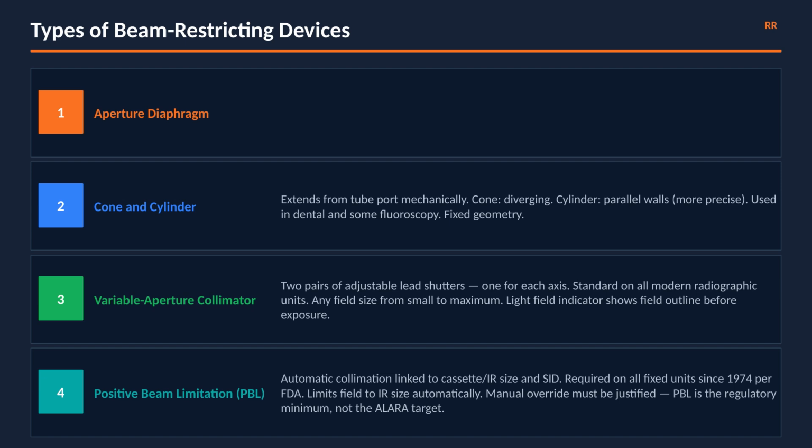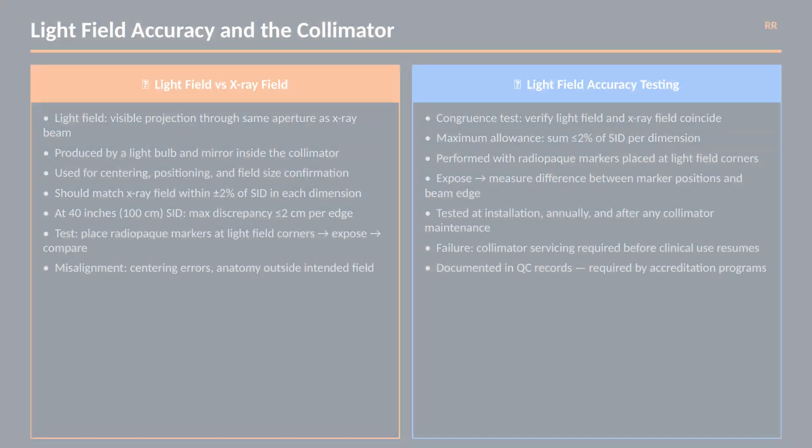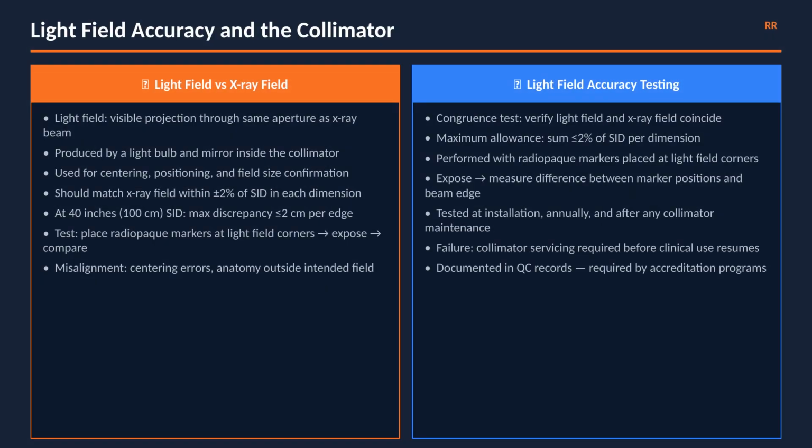Again, PBL is the floor, not the goal. The light field that projects from your collimator must match the actual X-ray field. If it doesn't, every centering decision you make based on the light is wrong. The accuracy requirement: the light field and X-ray field must coincide within plus or minus 2% of the SID in each dimension. At a standard 40-inch, or 100 cm SID, 2% equals 0.8 inches, or 2 cm.